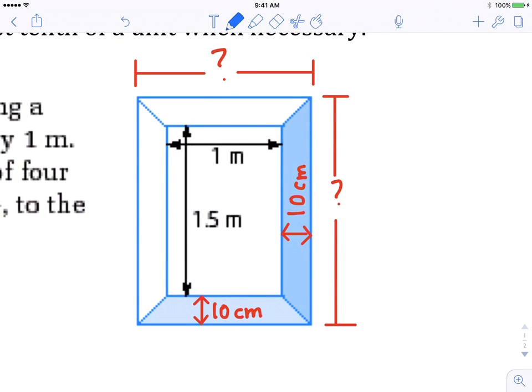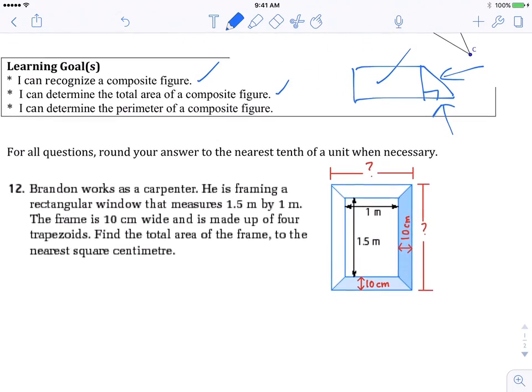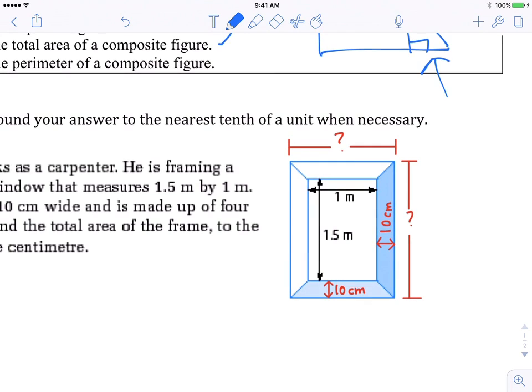You have the height of each trapezoid, or the width of the frame, is 10 centimeters. I've drawn that for you. And what you're looking for is to find out the total area of the frame. So in order to figure out the area of the frame, and just the frame only, because that's what it's asking you for, the total area of the frame, that's just going to be the portion that is obviously around. Okay, so that's the portion. That's the area that you're looking for.